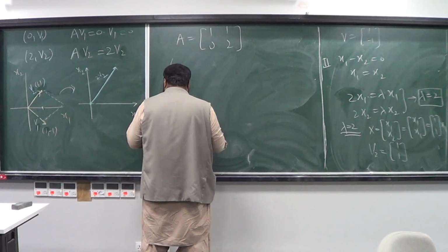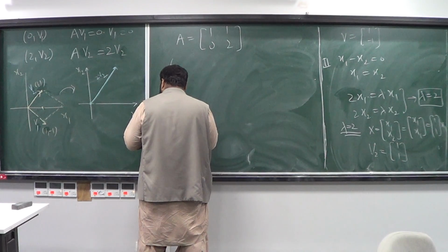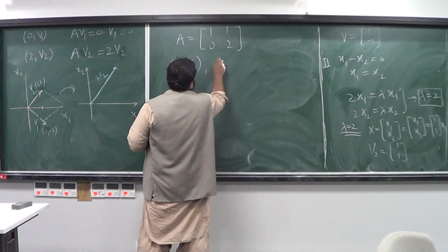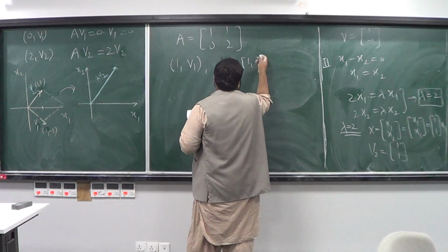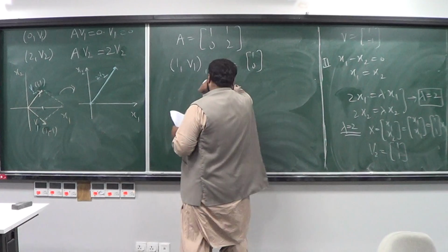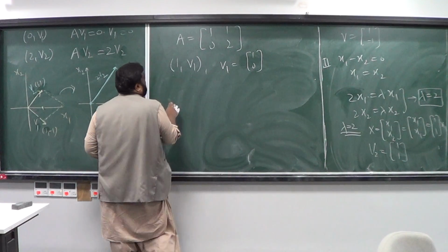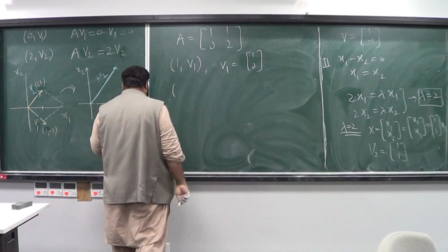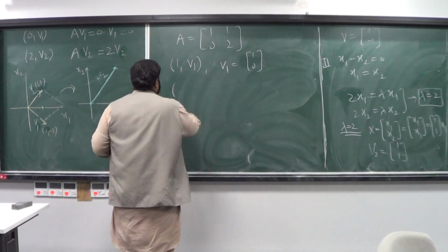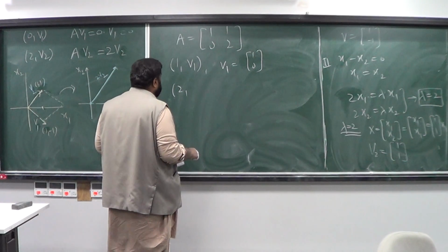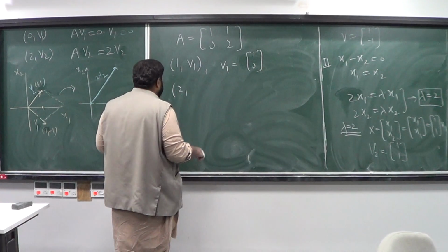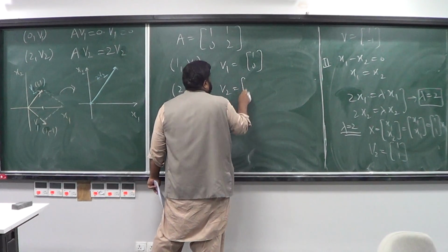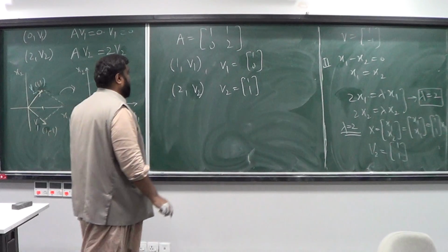One pair is really 1 and vector v1, where v1 is the vector (1, 0). So this is the first eigenpair that you're going to find. And the second pair is the eigenvalue 2, and the vector that you're going to find is V2, and this V2 vector is the vector (1, 1). This is what we're going to find.